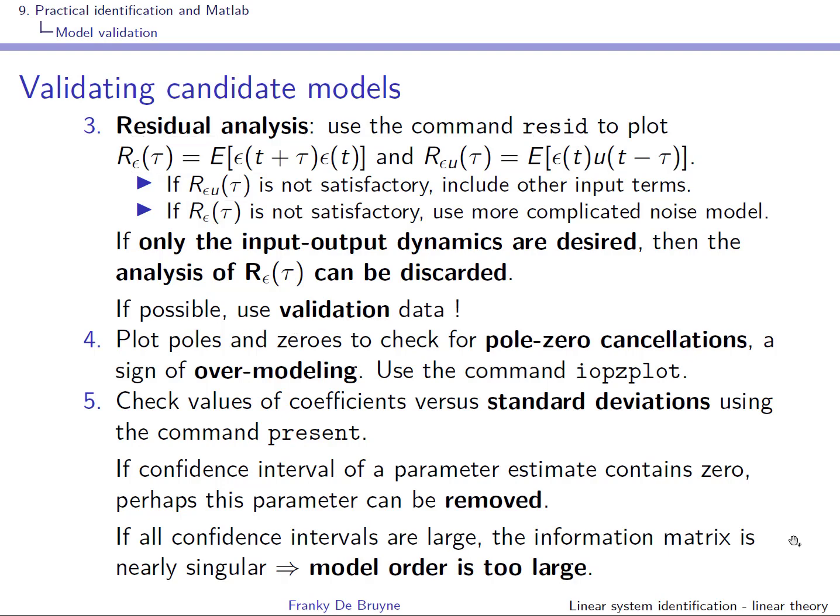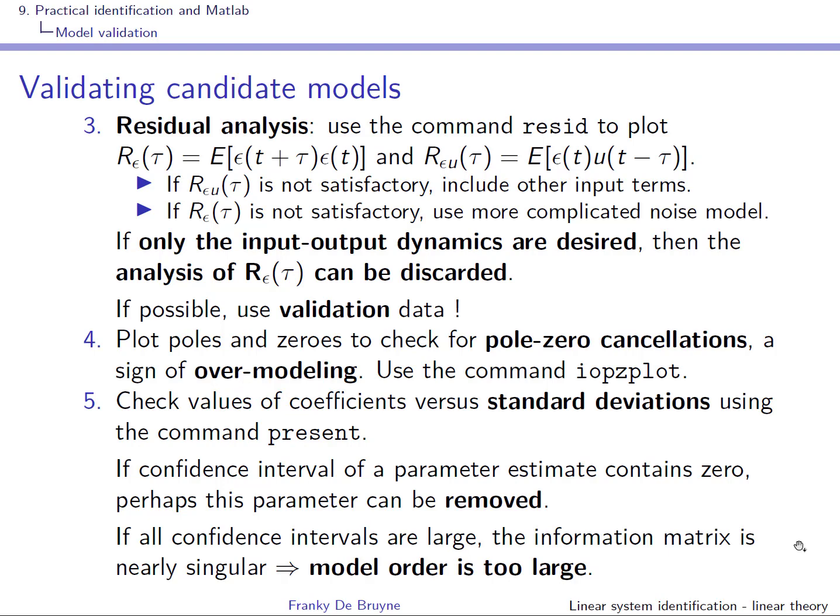Look at pole-zero maps using the command iopzplot, and look for near pole-zero cancellations because they are a sign of over-modeling.